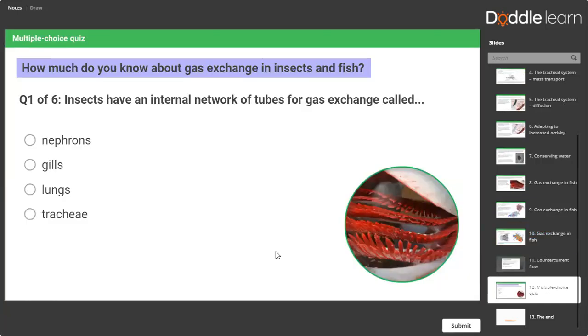So insects have an internal network of tubes for gas exchange, and these are called trachea.